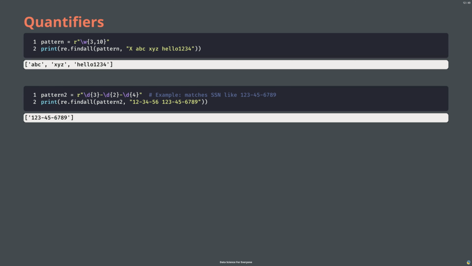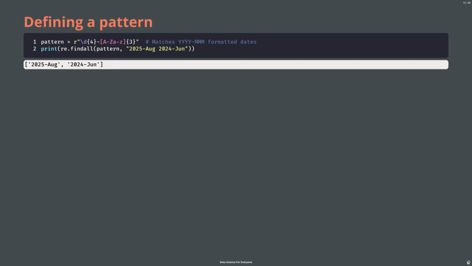Let's look at another example. This code is using a regular expression to find all matches of a specific date-like pattern in a string. Here, the regex will look for dates formatted as full year, followed by a dash, and followed by a 3-letter month. \d{4} matches exactly 4 digits, for example 2025 or 2024. Dash matches a literal dash. Uppercase and lowercase a to z followed by {3} matches exactly 3 letters for both upper and lower cases.